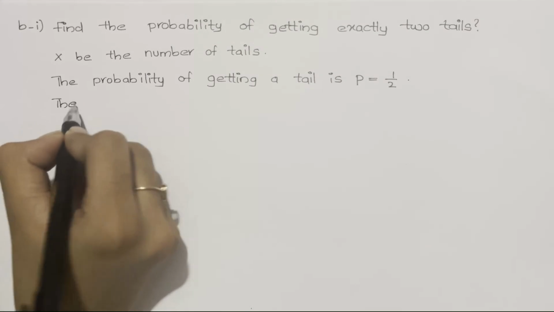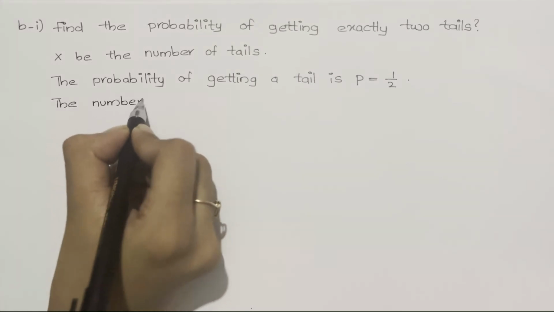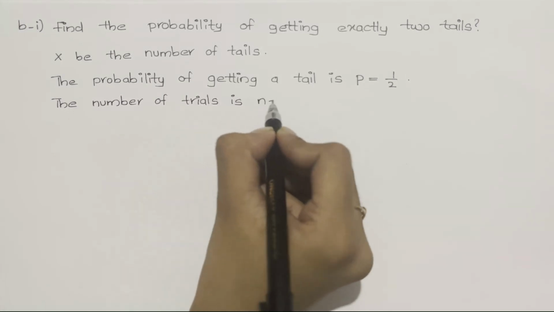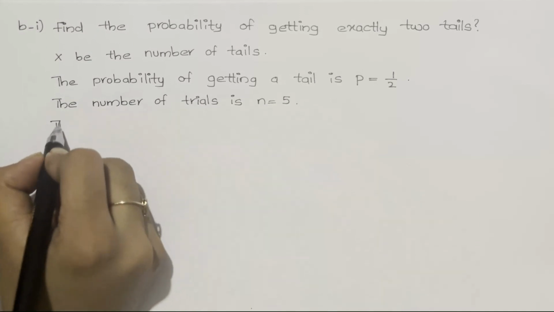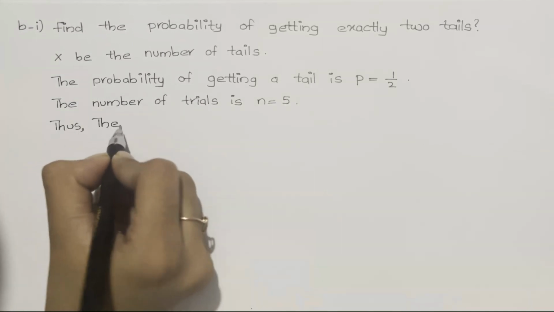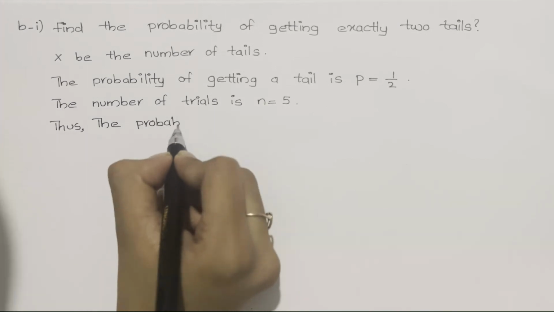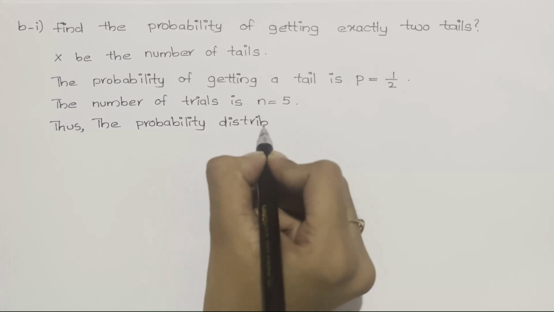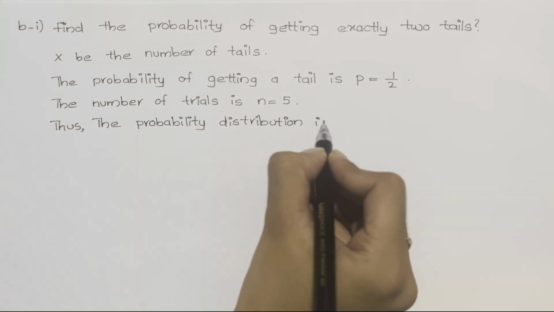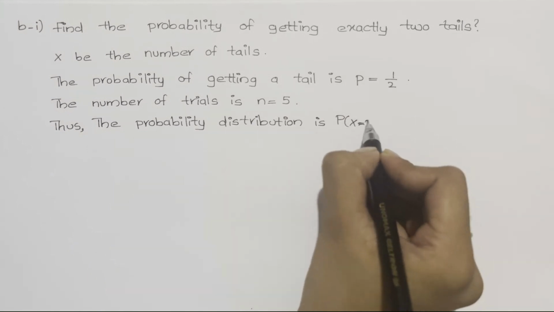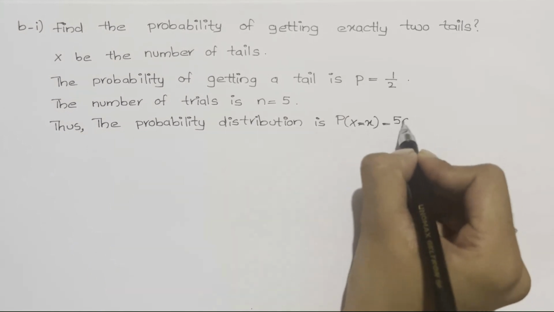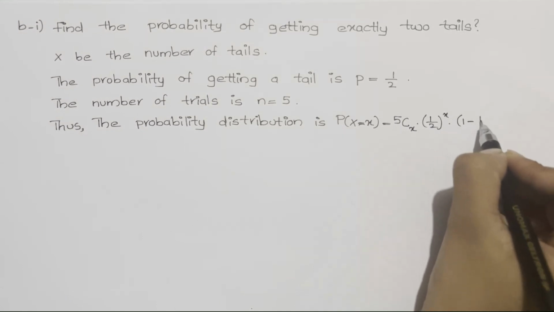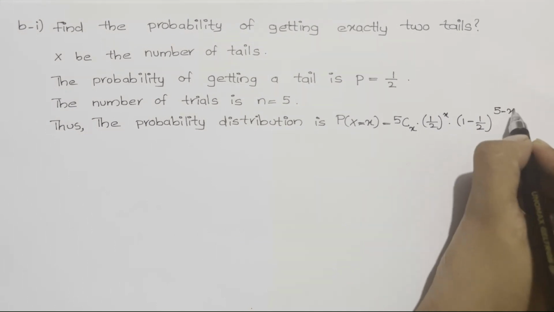Then the number of trials, that is the number of times a coin is tossed, is n equal to 5. Thus the probability distribution is P of x equal to 5Cx into (1 by 2) whole raised to x into (1 minus 1 by 2) whole raised to 5 minus x.